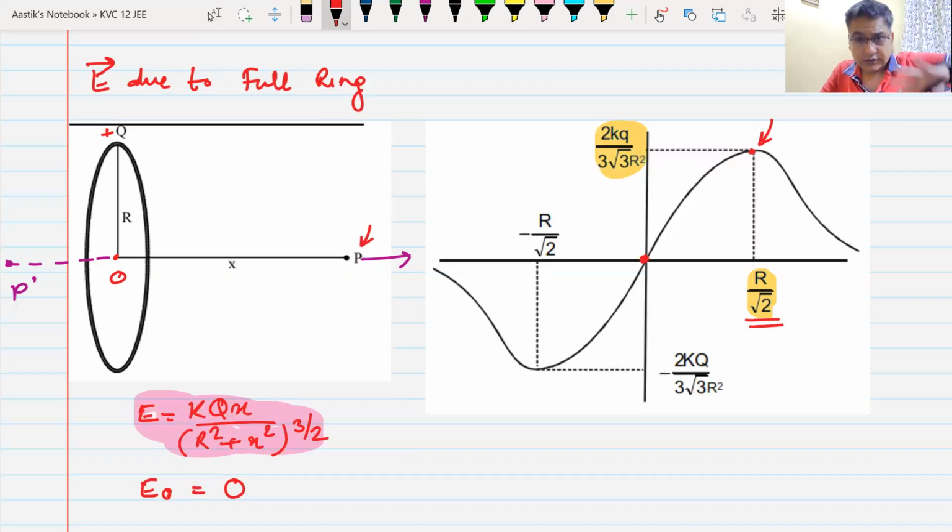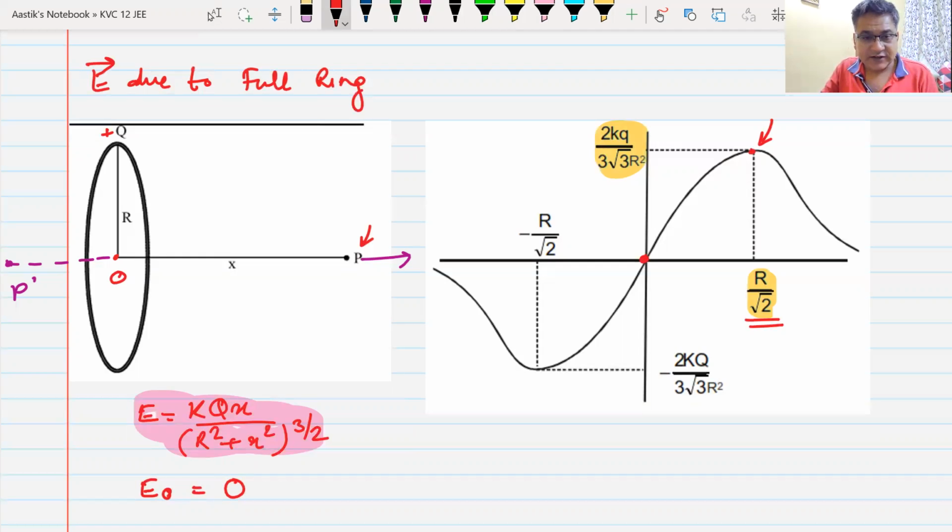Understood, sir. Remember all these points. No one is going to ask you how it is derived. That is not something anyone will ask. But what they can definitely ask is where it is maximum and what the maximum value is. Have we noted it down? Yes, sir.